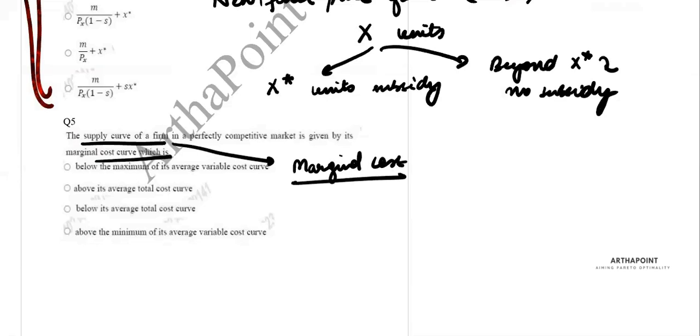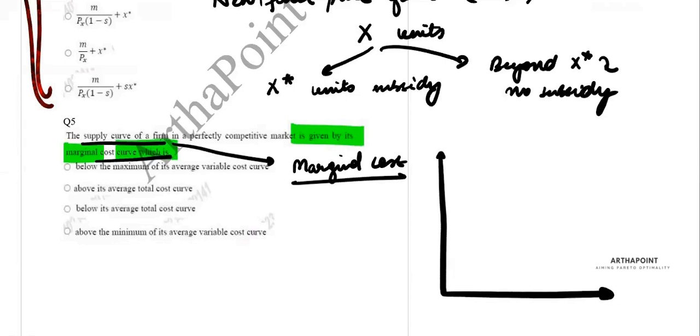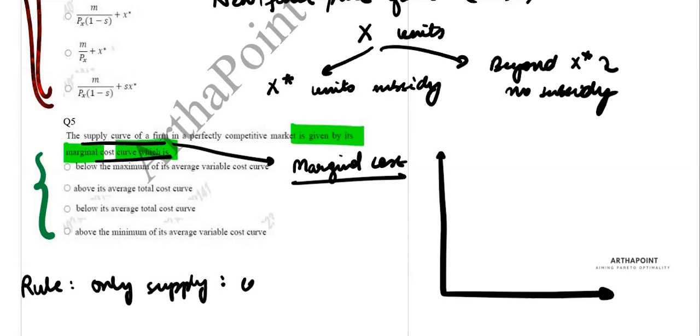It is given by the marginal cost curve. Now see here, the rule, you should write this down. The rule says that you will only supply if you are able to cover your average variable cost. If you're not able to cover your AVC, the basic average variable cost, you will exit the market.